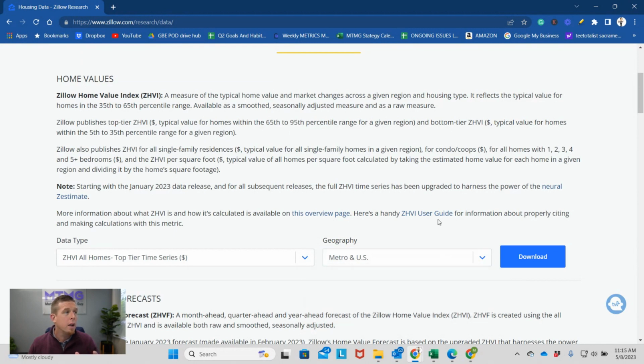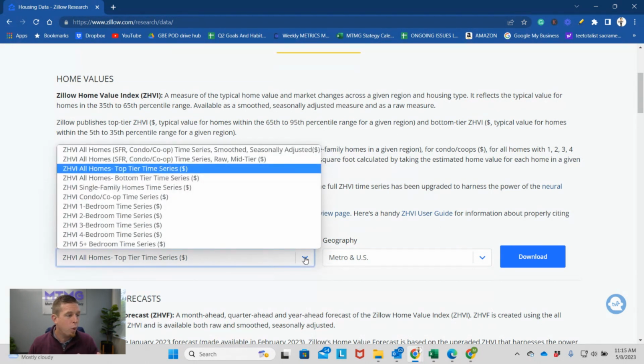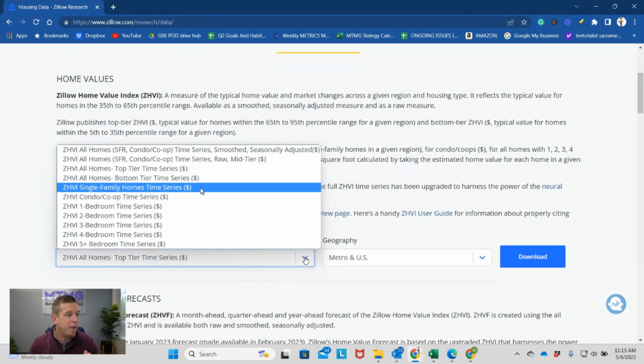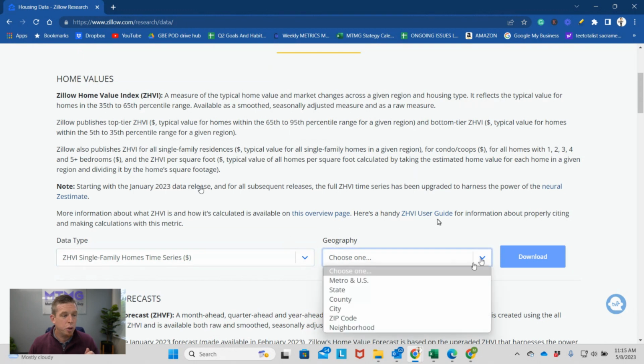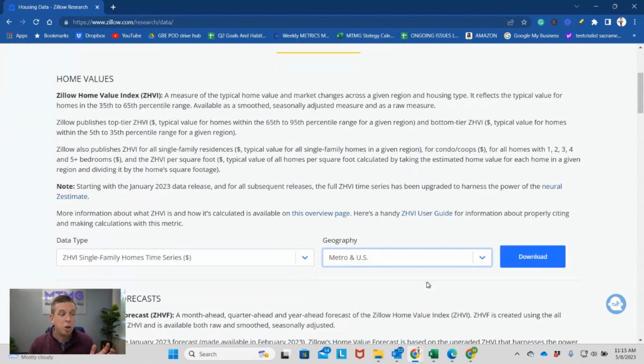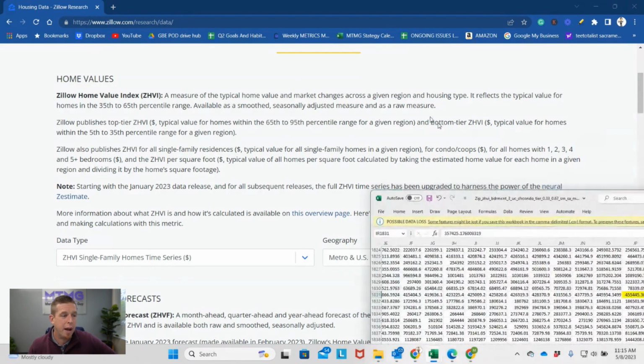But just for this example, let's pull one for single family homes. And let's choose metro. You can go by zip code. And I'll show you what I did when I went by zip code and found my zip code to look at what prices had done there. Let's just actually do that. Let's pull this graph that I've already pulled. That way, we're not wasting time poking around.